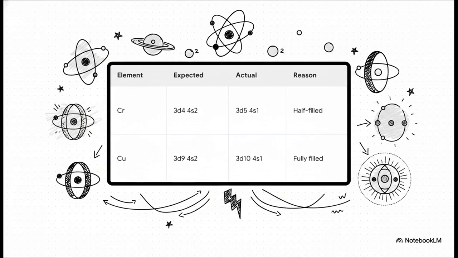And copper, it pulls the exact same trick. It steals an electron from the s orbital to become 3d10 4s1, achieving the perfect stability of a fully filled D subshell. It's kind of like a perfectly balanced seesaw. They're breaking the standard rules just to reach a more comfortable, stable state.